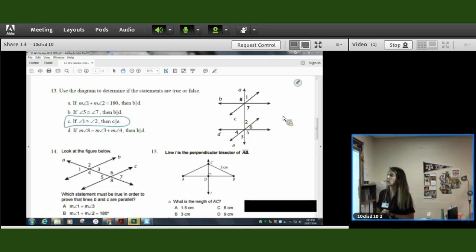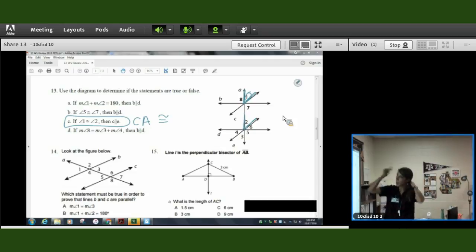If angle 1 is congruent to angle 2, we're going to write down the vocab word. There's angle 1. There's angle 2. Vocab word: corresponding angles. Corresponding angles are supposed to be congruent. Are they doing what they're supposed to be doing? Now let's make sure they named the correct lines, because they might be saying 2 lines are parallel, but they might be naming the wrong lines.